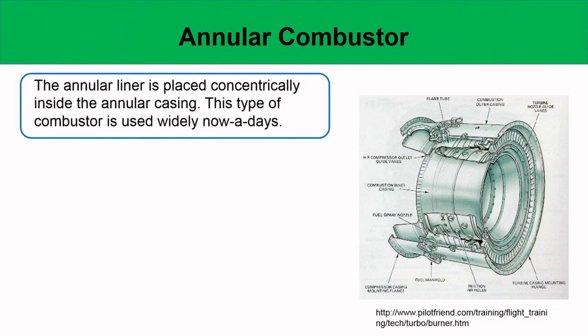So the most modern engines use this annular combustor. This is a Rolls-Royce engine, and this is the Rolls-Royce combustor that you see here. The annular liner is here, and individually these are the injectors. So the combustor is essentially occupying this space, and it occupies the full annulus between the compressor blades and the turbine blades.